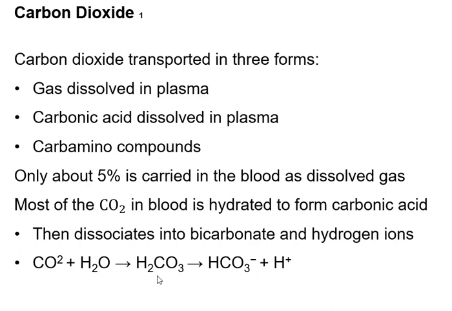This is called a buffering system. So if I need my blood to be a little more acidic, I'm going to leave my carbon dioxide in this form. If I need it to be more basic, I'm going to put it in this form. So you're constantly adjusting the pH of your blood with the carbon dioxide.